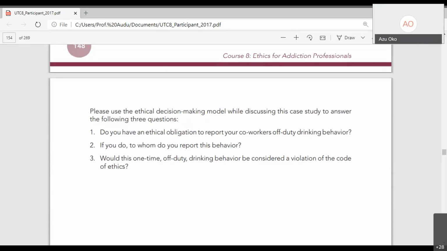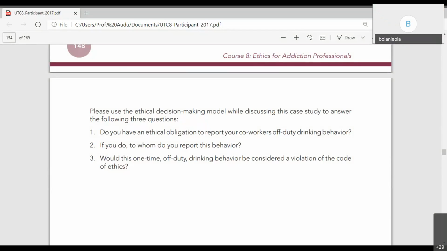As long as the behavior does not disturb their work, it's their personal matter. If it affects the work they are doing, then that is when the report becomes obligatory to me. Can you substantiate that from any of that code of ethics? Is there anything in the other code of ethics that justifies that?